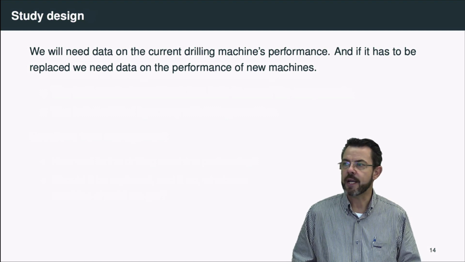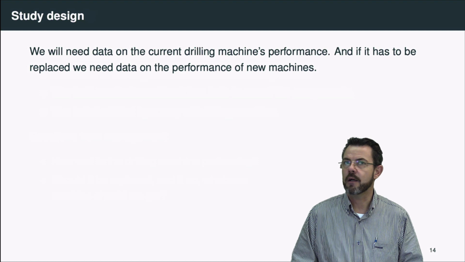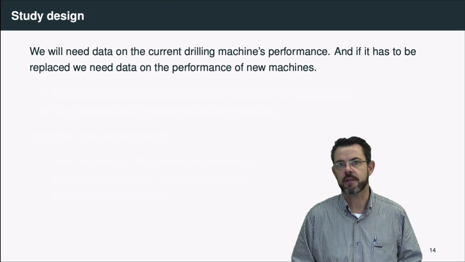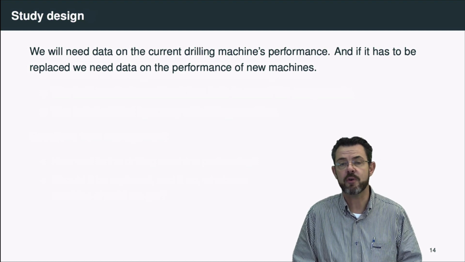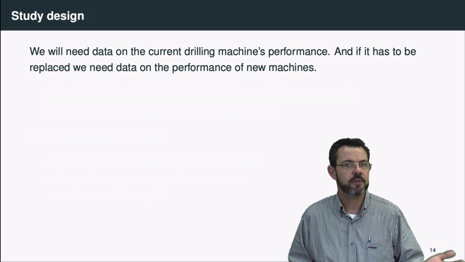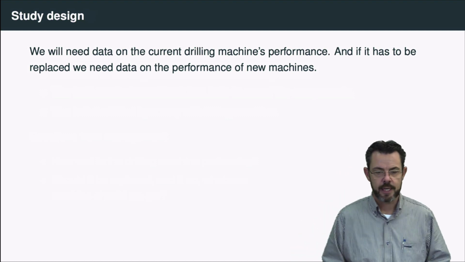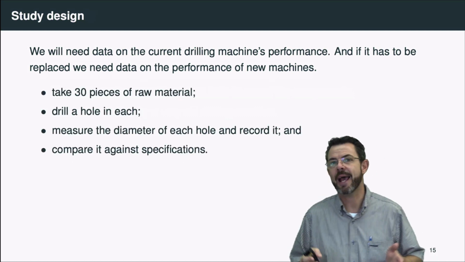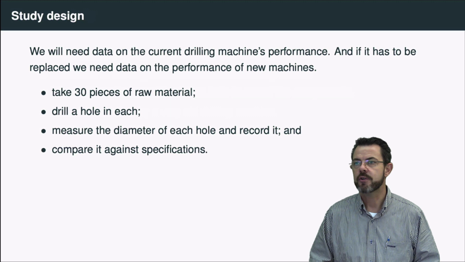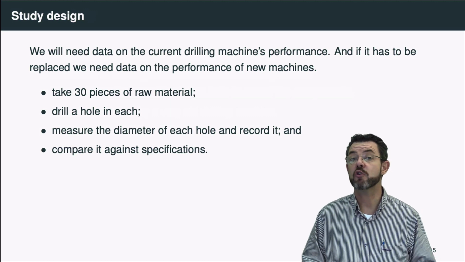And then we need to check if we're going to replace it, if we decide it should be replaced, we also need comparative data from the other machines. So what we're going to do is we're going to subject the current and the other machines to a test. We're going to sample.